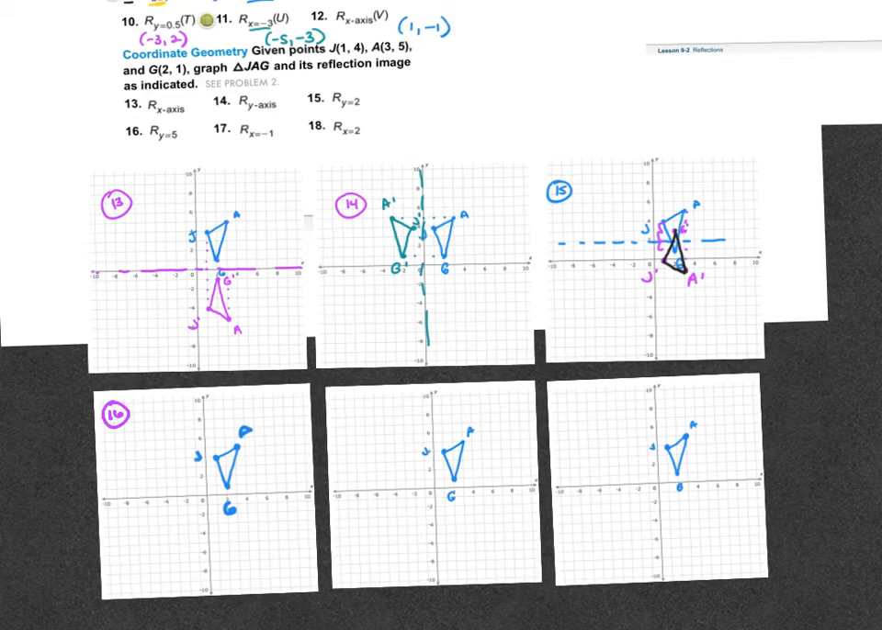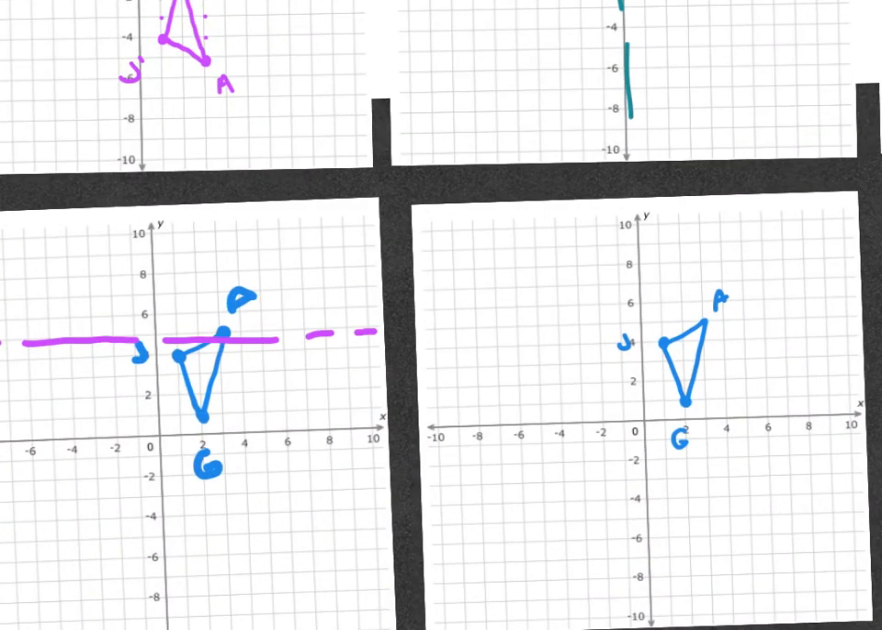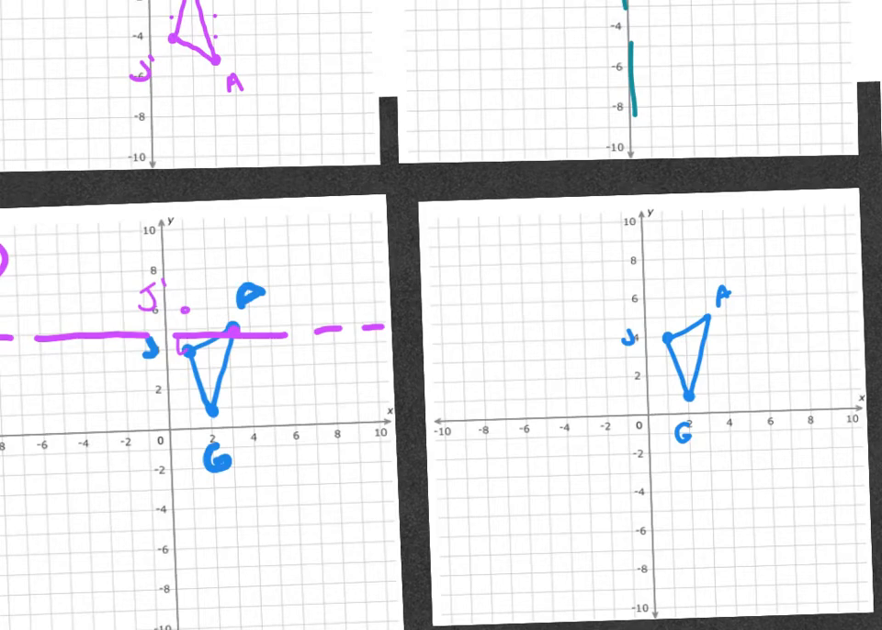16, y equals 5. So J is below it 1 unit. It's going to come above it. A is on it, so it's going to stay. G is 1, 2, 3, 4 units below it. So 1, 2, 3, 4 units above it.